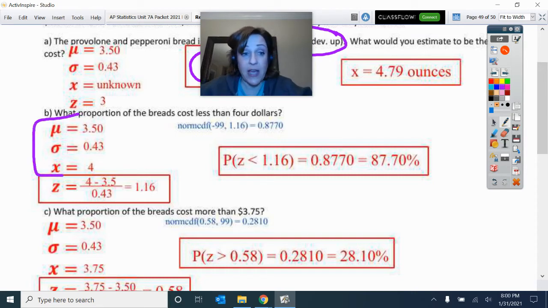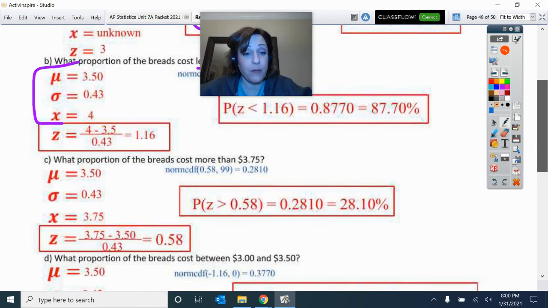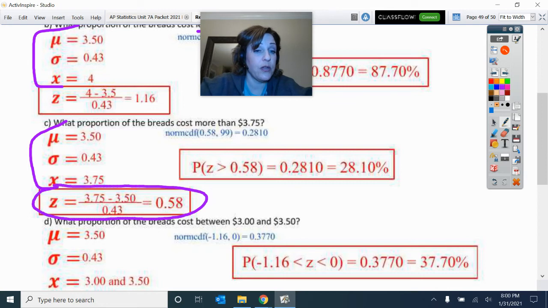So that's your x value. We're going to solve for that z-score, x minus mean over standard deviation, 1.16, and then compute the area less than that, 87.70%. What proportion of breads cost more than $3.75? So again, we have mean, standard deviation, x, get the z-score, and norm CDF above that, greater than.